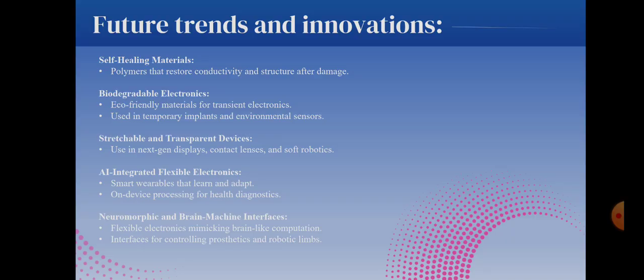AI-integrated wearables: devices that can learn from data and give personalized feedback for health. Neuromorphic or brain-machine interfaces: electronics that mimic brain signals, helping control prosthetic limbs or robotic systems using thought signals.